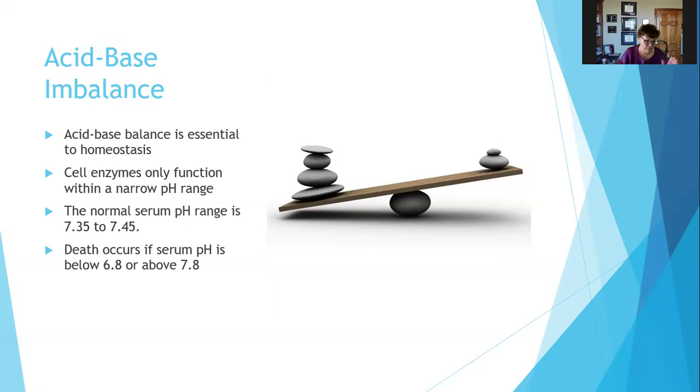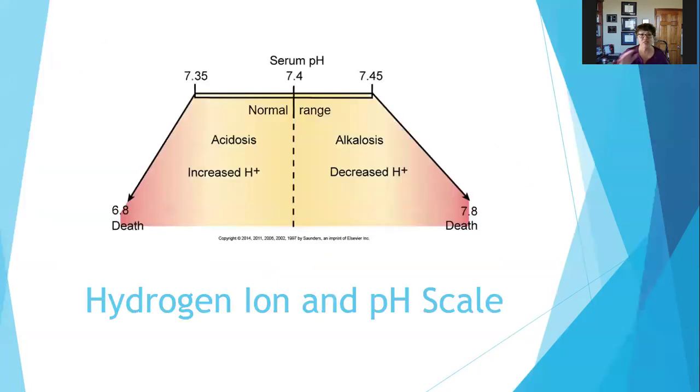So acid-base balance is essential to homeostasis. Our cell enzymes that mediate the cellular reactions that we need for our metabolism only function within a narrow pH range, really narrow. The normal serum pH range is 7.35 to 7.45, really small. You will die if your serum pH is below 6.8 or above 7.8. So that's not a lot of margin for error. That's just not good.